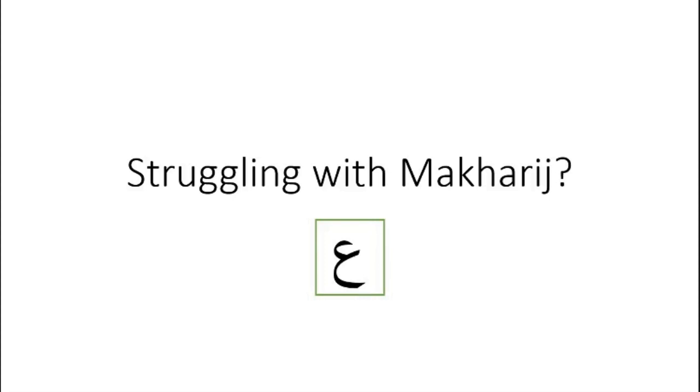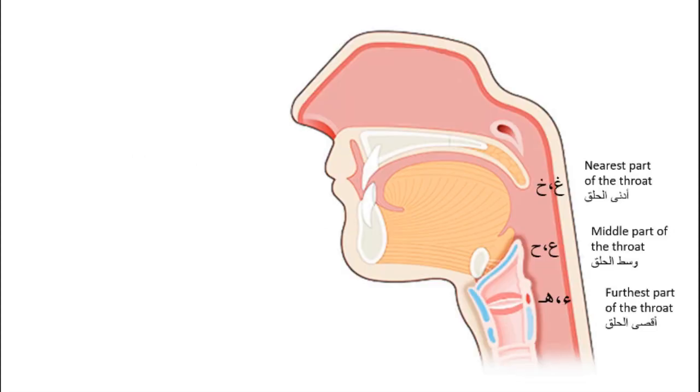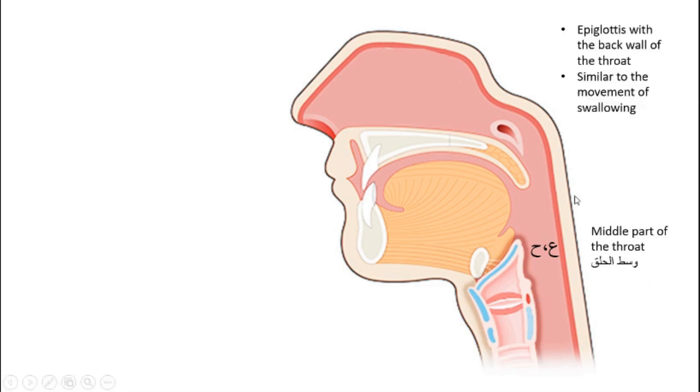In this video, I will go over the letter Ayn. If you've already mastered the letter Ha, then half of the work is done. So, in the introduction video of this series, we talked about the throat letters and that Hamza and Ha come from the furthest part of the throat, Ayn and Ha from the middle part, Ghayn and Ha from the nearest part of your throat. For both Ayn and Ha, they are pronounced by the movement of the epiglottis towards the back wall of the throat, which is similar to the movement of swallowing, as I've explained in the introduction video.